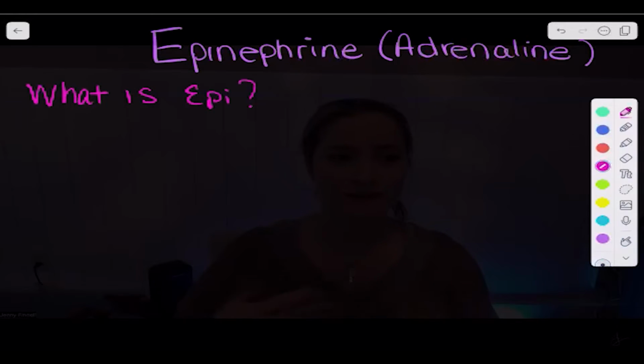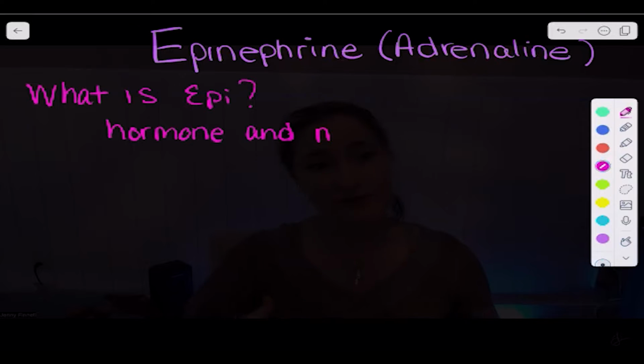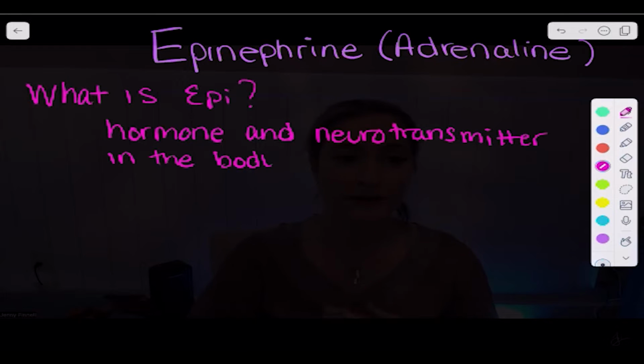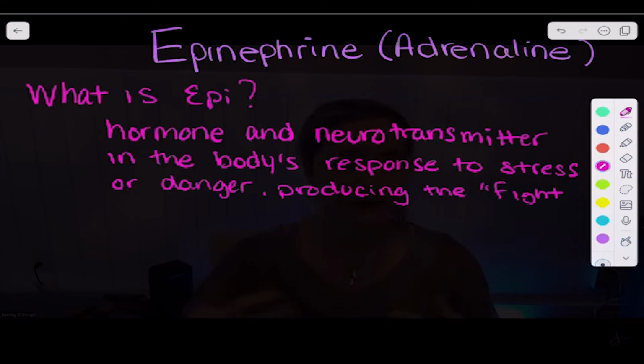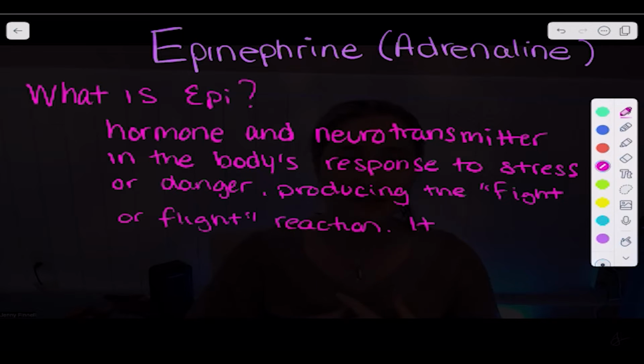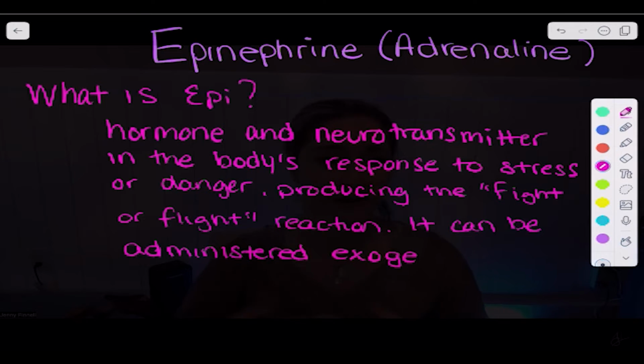All right, so what is epinephrine? Epinephrine is also known as adrenaline. It's a crucial hormone and a neurotransmitter in the body's response to stress or danger. It produces a fight or flight reaction. It can be administered exogenously to exert a therapeutic effect.